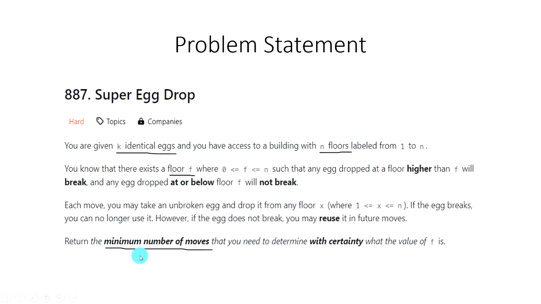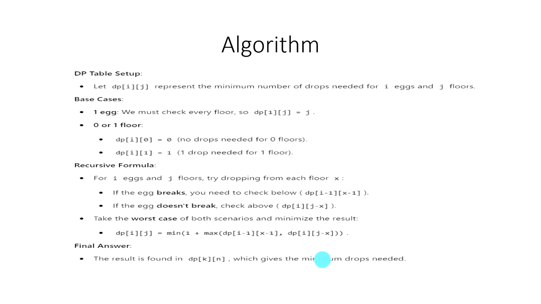So our aim is to find the minimum number of moves to tell with certainty the value of F, that is, the pivotal floor. For this we will be using dynamic programming, where we'll be initializing the DP tables, which will be discussed in the upcoming part of the video. And this is the optimal substructure that we will be making use of. The ultimate answer that we are looking for is in the last cell.